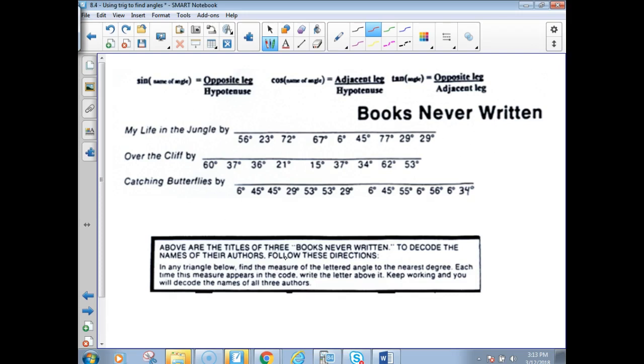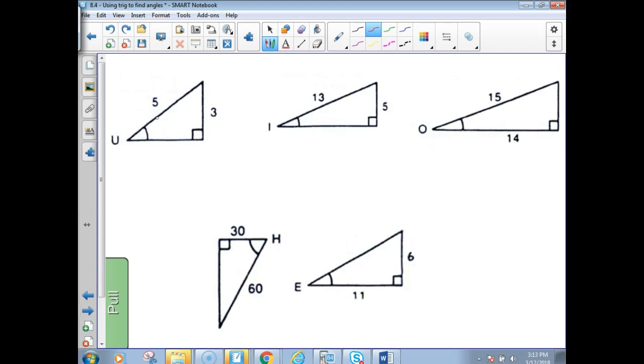There's a way to tell if you're doing things right. You find your answer, and it should be here. And they did round to the nearest degree. So, for example, you would look at the first one, which has a U at the angle you're trying to find. Just make sure you understand you're finding angles, just like what we were doing just now.